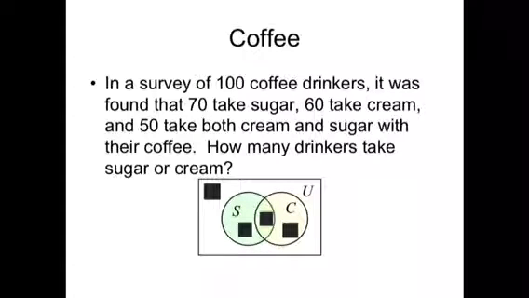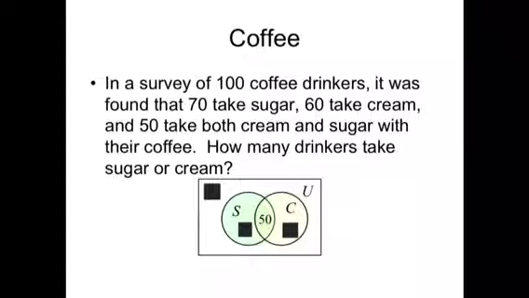Alright, so let's look back at our coffee drinkers. Of the 100 coffee drinkers, we know that 70 of them take sugar, 60 take cream, and 50 take both. So we're going to start with the fact that we know 50 take both. That means that they take sugar and cream. So that's going to be our middle portion of the Venn diagram.